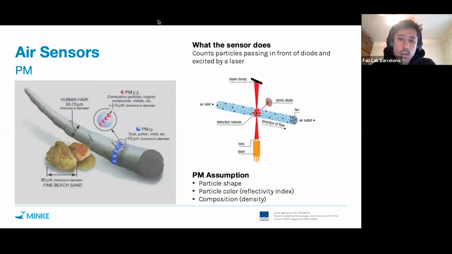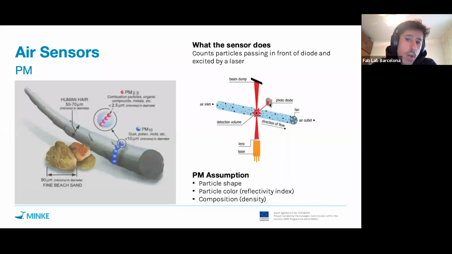The way that the sensor works is basically putting airflow in front of a laser that reflects on the particles, and that gets, let's say, diffracted or reflected onto a photodiode. Basically, this is the same as a camera, but very small and not so accurate. And basically, we capture how many particles are passing in front of the laser by counting how many shadows we are projecting onto this sensor.